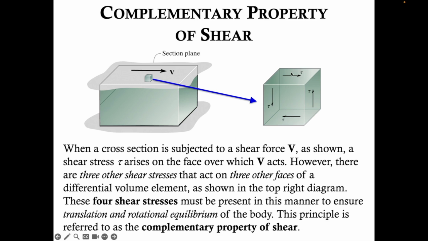But if we only had those 2 on the top face and bottom face, what would be happening to this element? This element would be rotating, but that does not satisfy equilibrium. In equilibrium, we cannot have that type of rotation, which means on the other 2 faces, we have a shear stress tau on the right going upward, shear stress tau on the left going downward, such that the clockwise tendency to rotate is counteracted by these 2 shear stress vectors, because they have a tendency to rotate the element counterclockwise. So this is, again, a unique property of shear forces and shear stresses, the complementary property of shear.